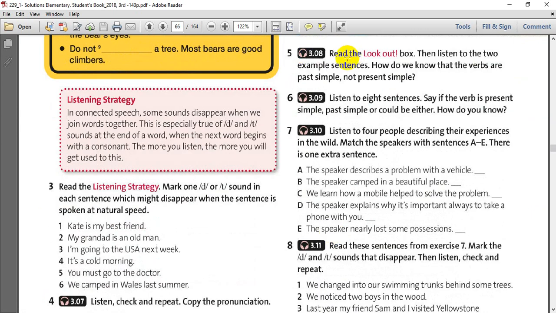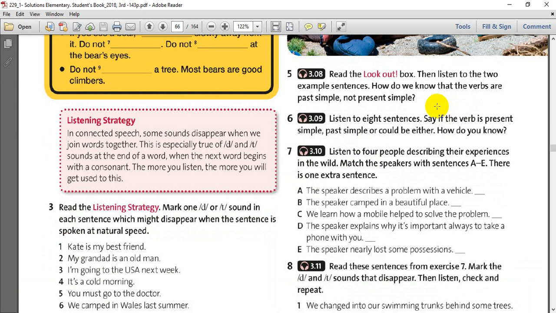Exercise number 5. Read the Look out box. Then listen to the two example sentences. How do we know that the verbs are past simple, not present simple?